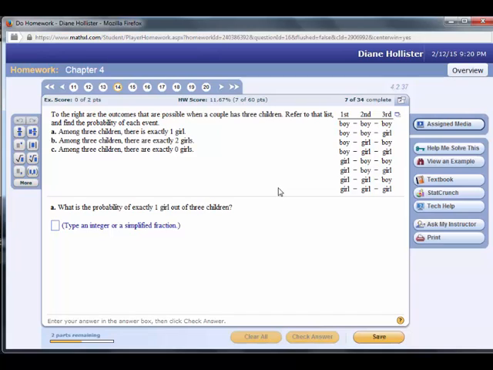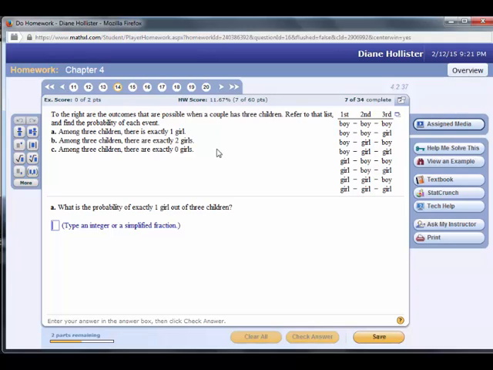On the next problem, you have 8 possible outcomes listed for a couple that has 3 children, and they ask you, first of all, among 3 children, what's the chance that there's exactly one girl? 1, 2, 3. 3 of the options have 1 girl and 2 boys listed, so 3 out of 8. What's the chance that there are 2 girls? 1, 2, 3. So again, 3 out of 8 options.